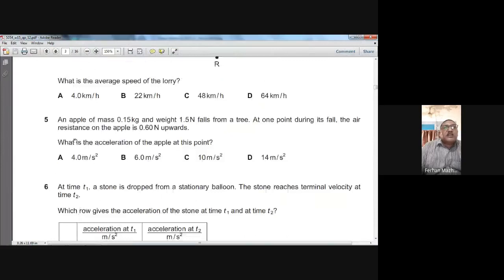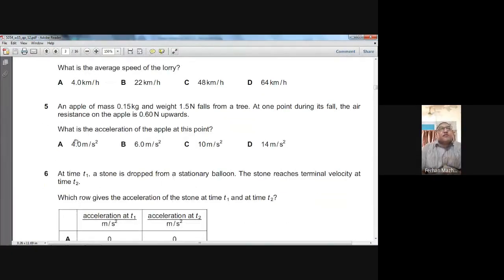Okay, the next question on your screen is question number 5. An apple of mass 0.15 kg and weight 1.5 Newton falls from a tree. At one point during its fall, the air resistance on the apple is 0.60 Newton upwards. What is the acceleration of the apple at this point? First of all, you know the weight 1.5 Newton will be acting downward. The air resistance 0.60 Newton will be acting upward. The resultant force you can get by subtracting these two forces.